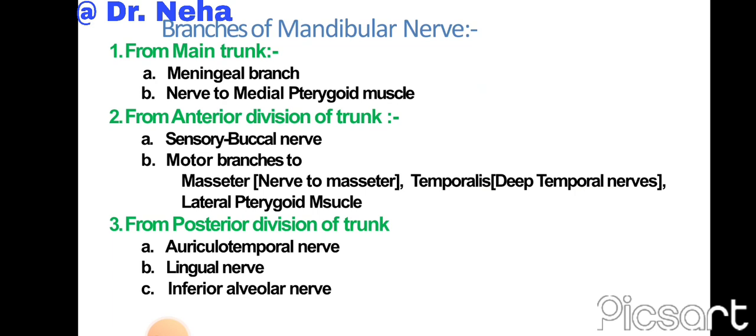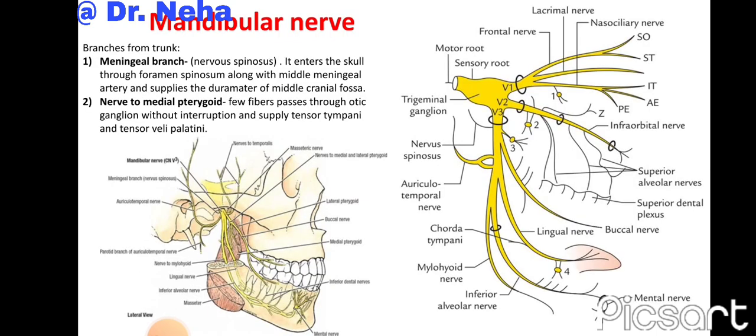Now the branches of mandibular nerve. From the main trunk, we have meningeal branch, nerve to medial pterygoid muscle. From the anterior division of the trunk, we have sensory branch, that is the buccal nerve, motor branches to masseter, temporalis and lateral pterygoid muscle. From posterior division, we have auriculotemporal nerve, lingual nerve and inferior alveolar nerve. Now, we will discuss them in detail.